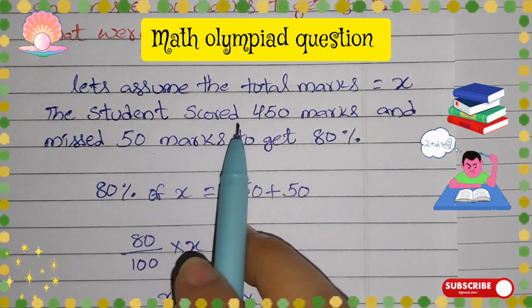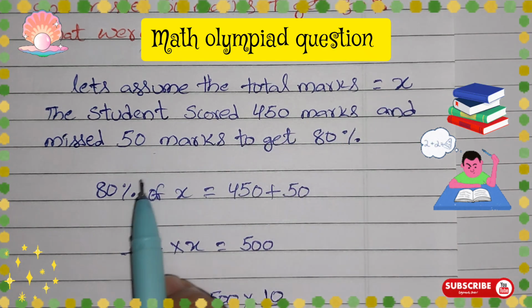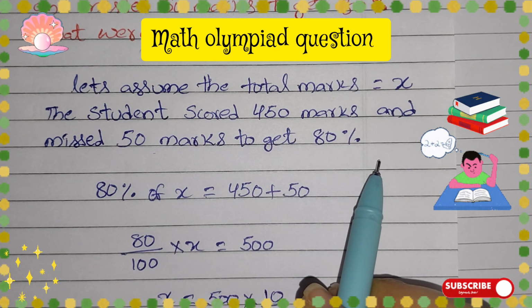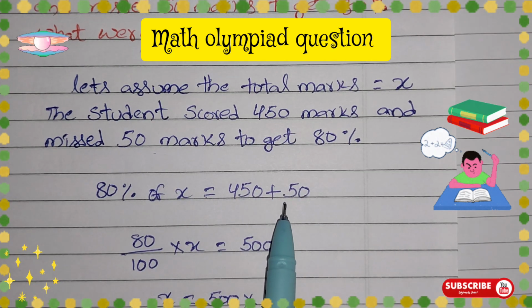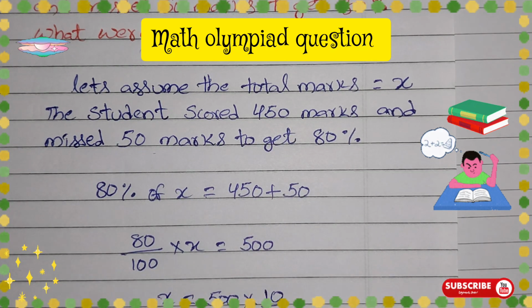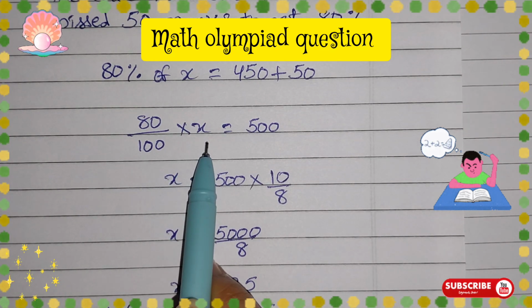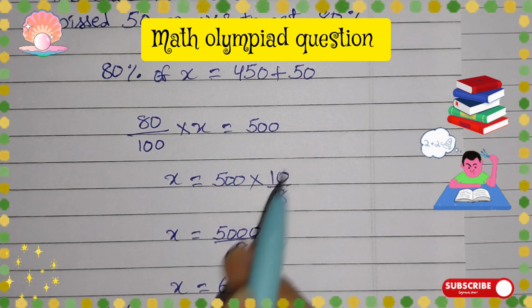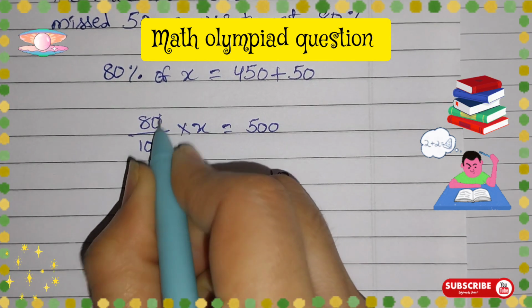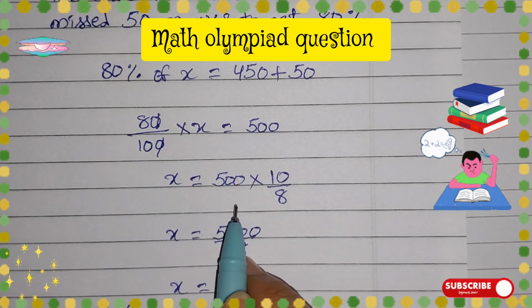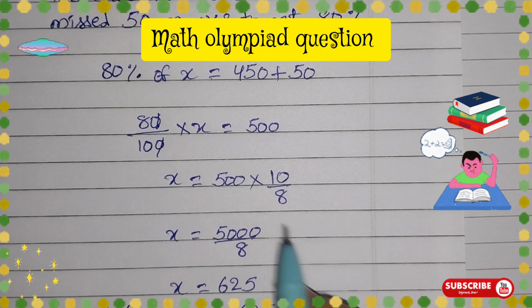Let's assume that the total marks is x. The student scored 450 marks and missed 50 marks to get 80%. 80% of x equals 450 plus 50. 80% we can write as 80 divided by 100 multiplied by x. The 0 will get cancelled. 8 by 10 multiplied by x equals 500.